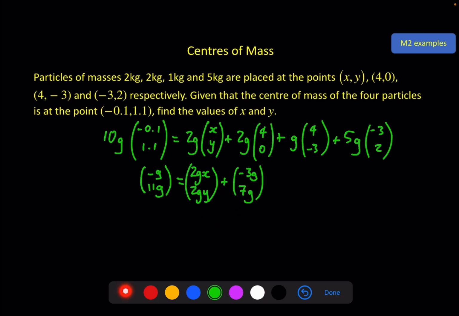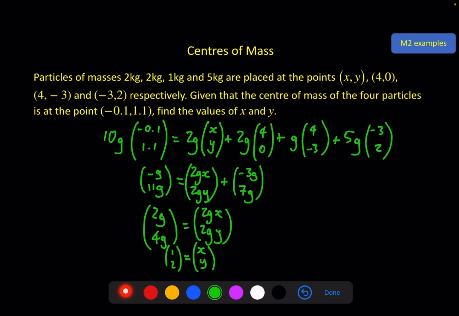So we've got minus g. If I take that over there, that's minus 3g. So we've got 2g and 4g is 2gx and 2gy. And from there we've got a 1 and a 2 for x and y. So x is equal to 1 and y is equal to 2.